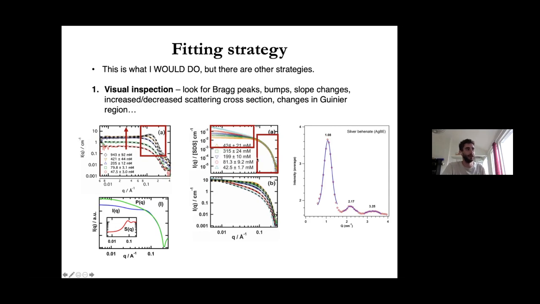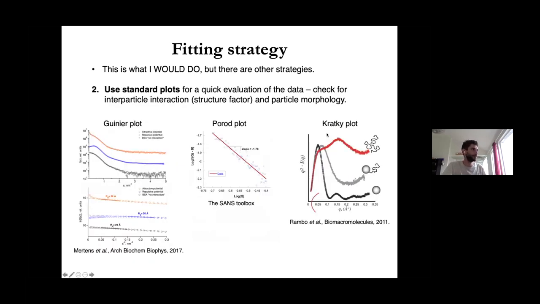So there will be some information here. For example, here I can see that there is an overlap. We're measuring different concentrations. There is an overlap at high Q and there are differences at low Q. So this is telling me that the high Q feature, in this case the cross section, is not going to change with concentration, but there is a change with concentration in the low Q signal. So there's a change in these large features in the system. And that's just about the presence of peaks.